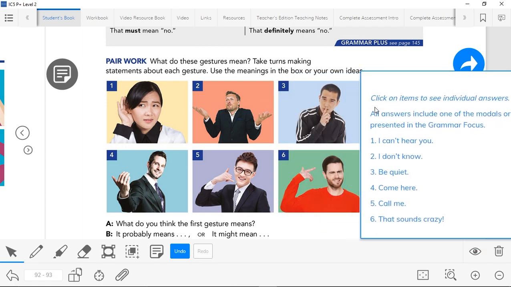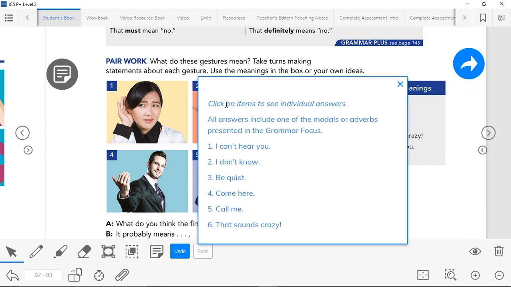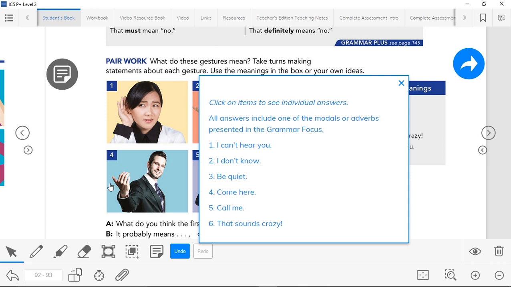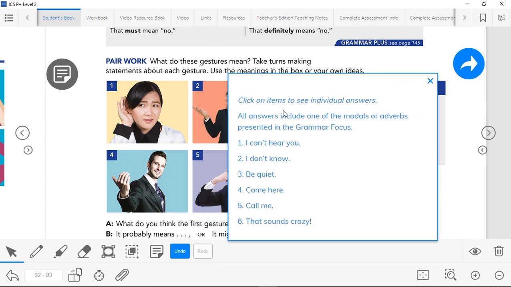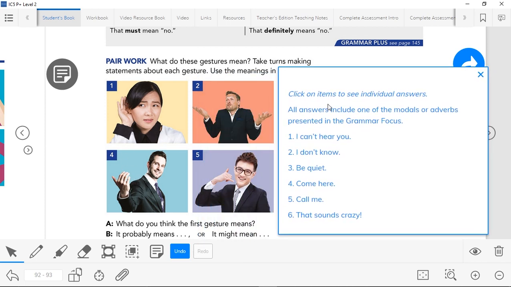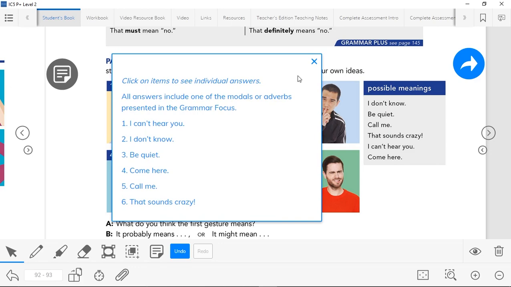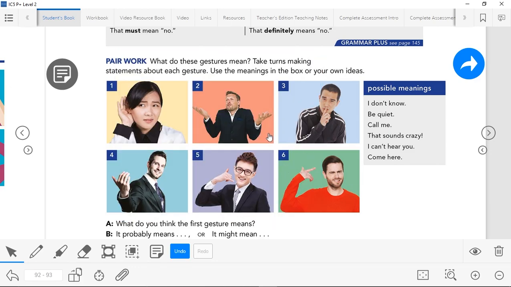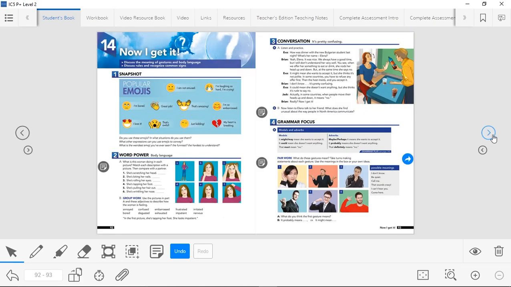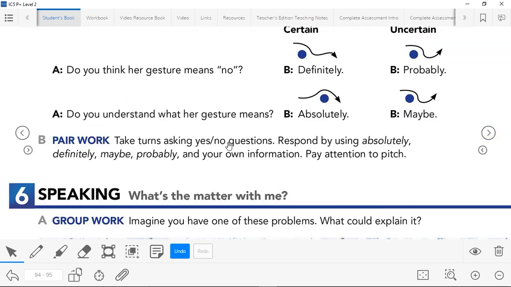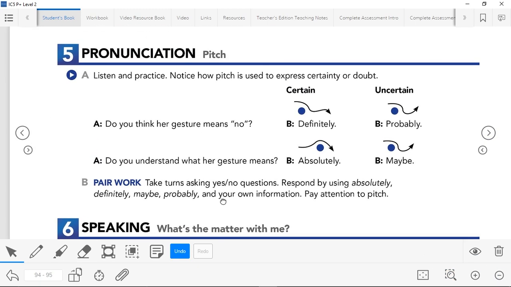Number 3 maybe means be quiet because of this gesture. Number 4 means come here, by doing this with the hands, like come here. Number 5 means call me. It's like putting his hand like a cell phone. And the last one, that sounds crazy. It's like cuckoo, cuckoo. That's something that maybe you understand as well from the gesture. Okay, very good. Now let's go for the last thing for today, and it's a pronunciation part.